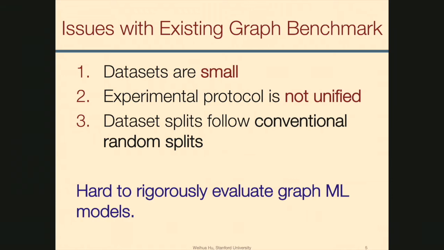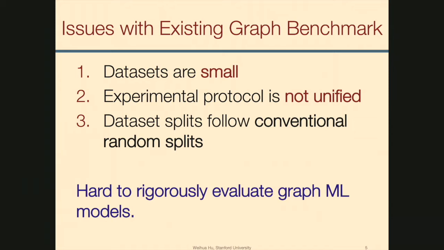However, if we look at the existing graph benchmark datasets, there are a lot of issues. The first issue is that the datasets or the graphs are really small. They are too small to be realistic, and also too small to compare different models in a statistically significant way. The second issue is that the experimental protocol is not unified. Different data splits or different evaluation metrics are used for different papers, and it's very hard to directly make a model comparison. The third issue is that these data splits follow conventional random splits.